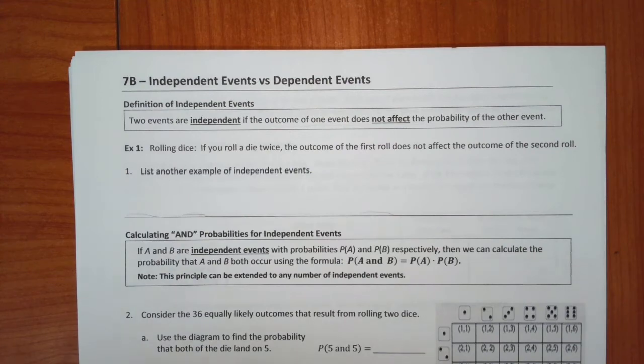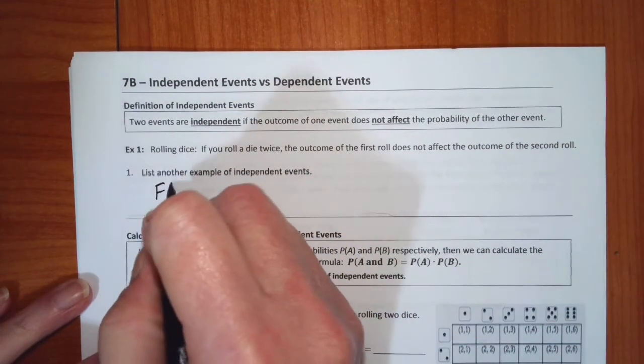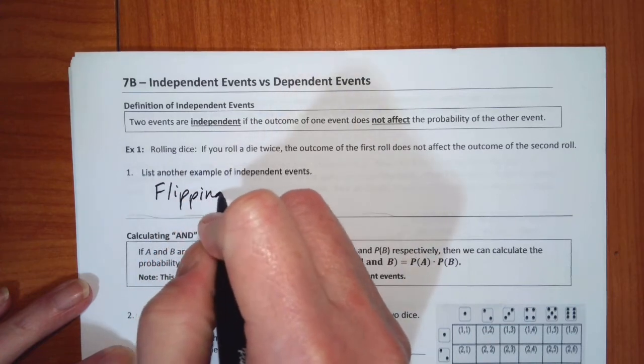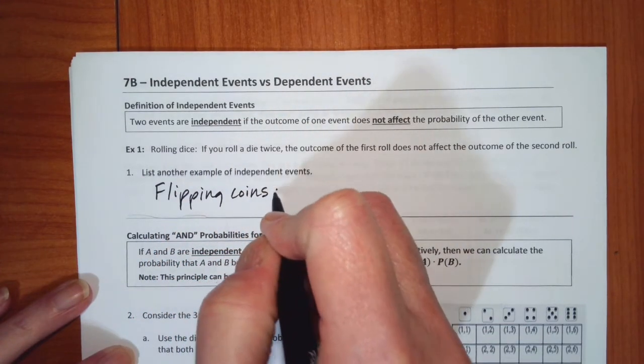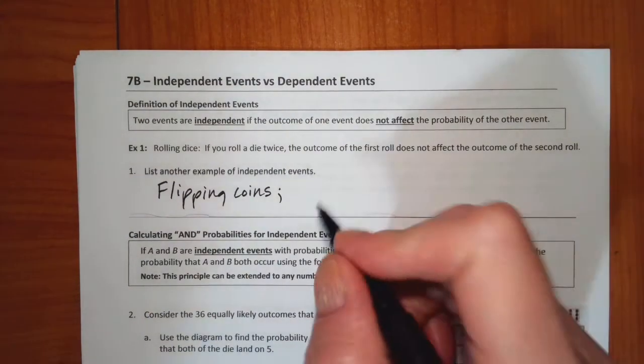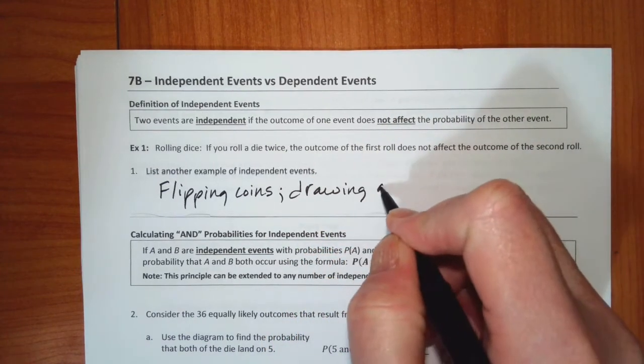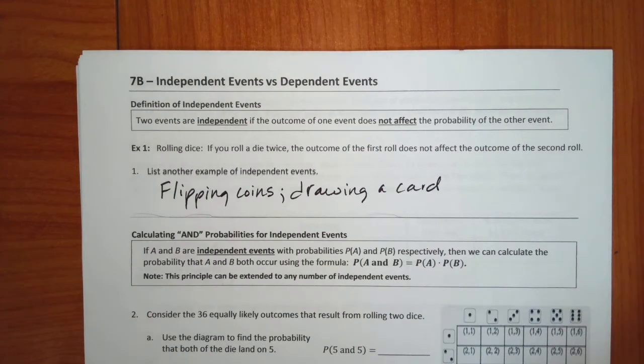Some other examples from things that we've looked at are flipping coins. If I flip a coin and it's a head and then I flip it again, what happens the second time has nothing to do with what happened the first time. They are independent. Drawing a card. If I draw a card and then put it back in the deck and shuffle them and pull again, what happened the first time has nothing to do with what happened the second time.